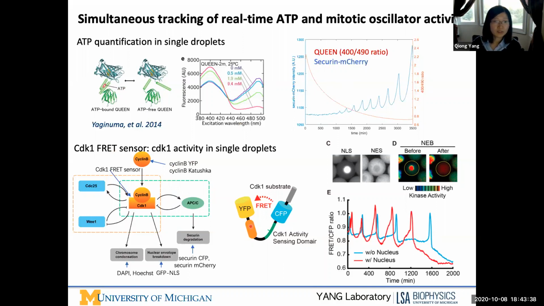Basically, you have a linker, which is a substrate for a kinase. And the activation of the kinase can change the structure of this linker to bring the CFP and YFP together. And through the energy transfer, you're going to change the fluorescence. Okay, so that's what we measured here using the FRET sensor.